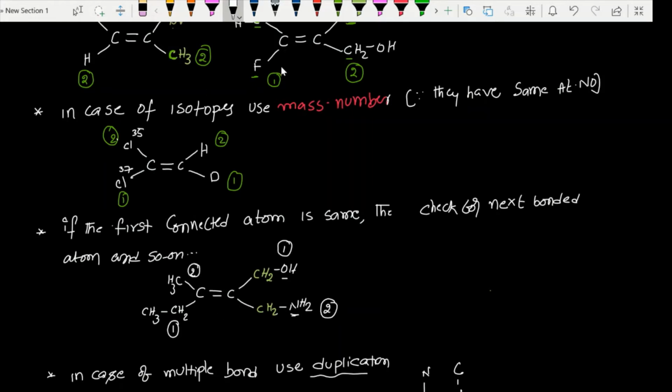So when the first connected atom is the same, you can go for the next connected atom, and so on.